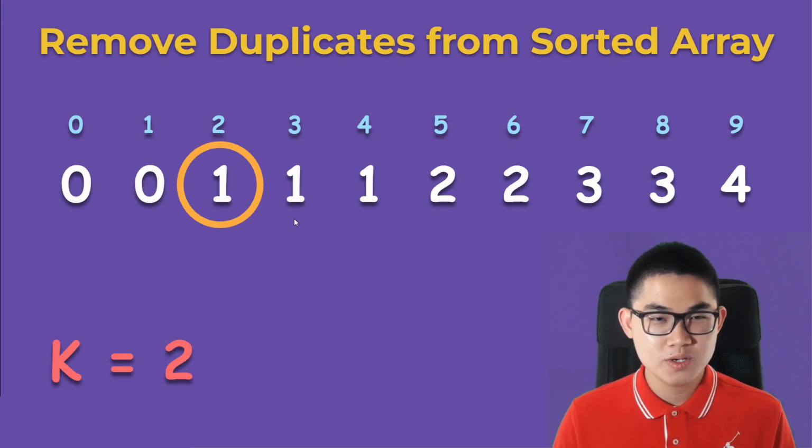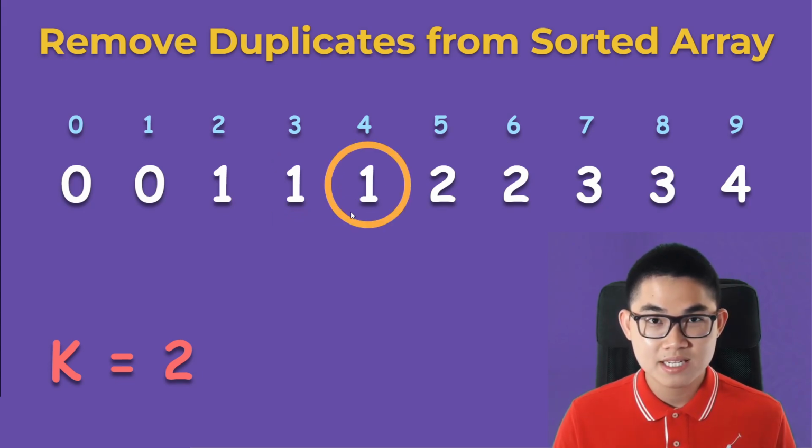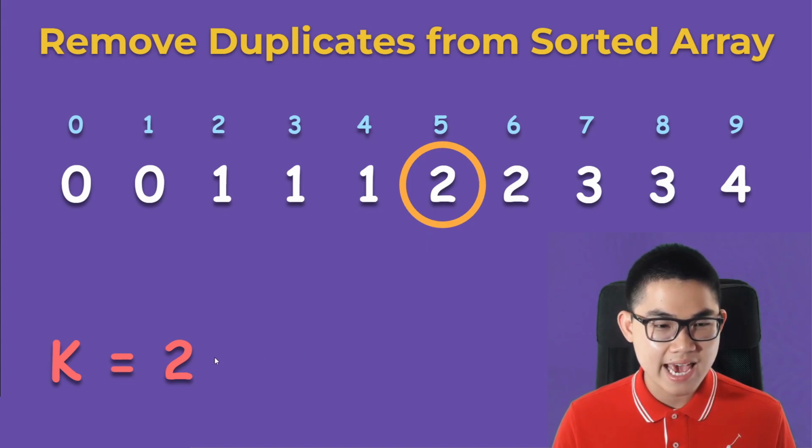Then we move to the next element and we look to the left. 1 is the same as 1, so we don't do anything here. We just move on to the next element. We look to the left and the same thing here. 1 is the same as 1. So we move to the next element and we look to the left. 1 is different from 2. So this means we found another unique element. Because of this, we increment k to 3.